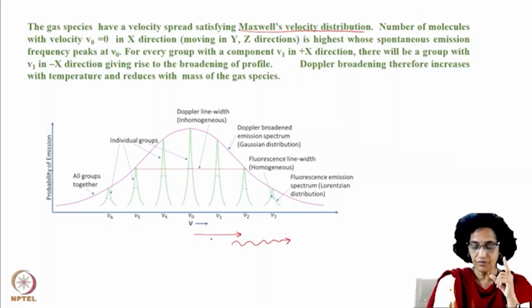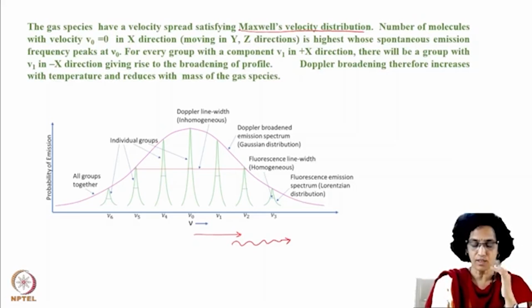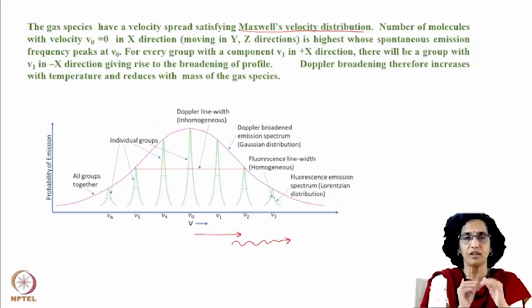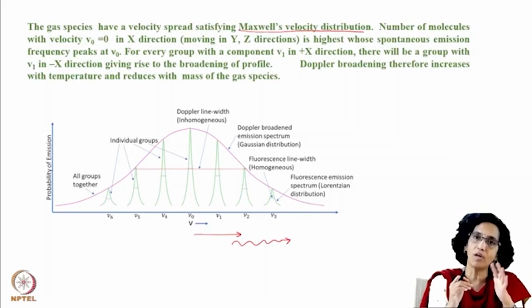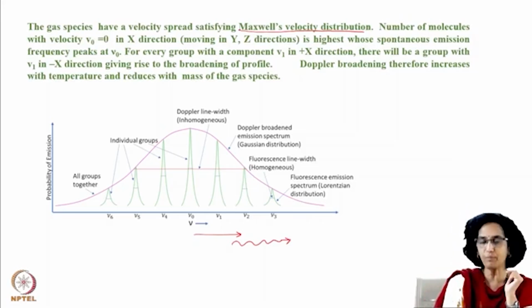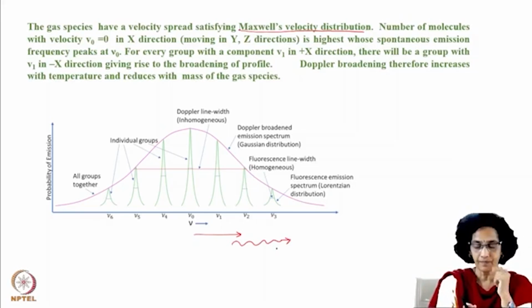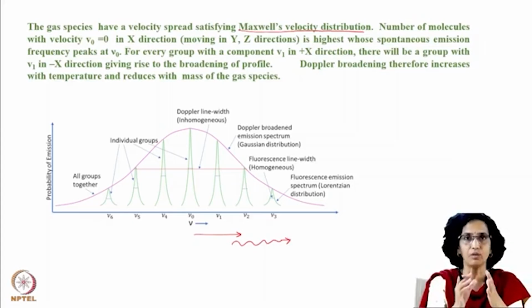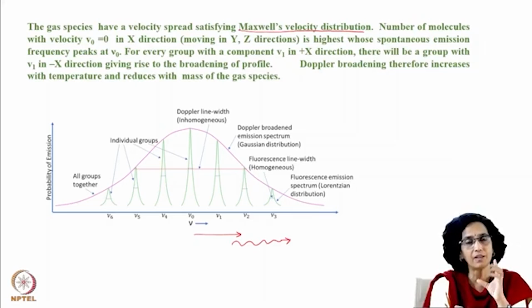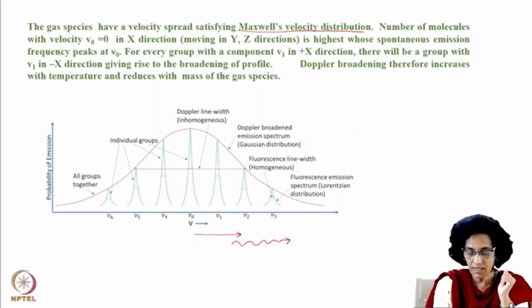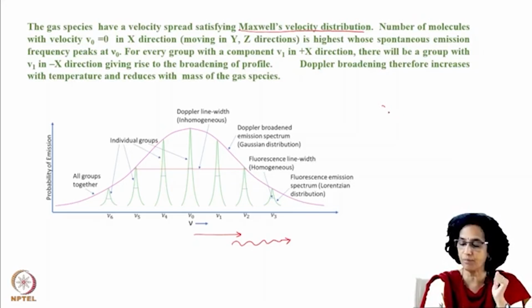Now suppose I say that there is no component of velocity in the x direction. Then which are these molecules? These are the molecules which are moving in y or z directions, which have components of velocity in y and z directions, but no component of velocity in the x direction. Such molecules will be the maximum in number, and therefore what will be their emission frequency? Because they have no x component, vx is 0.